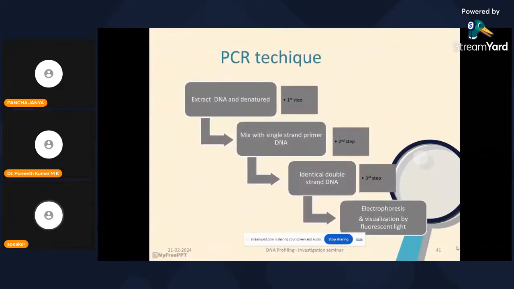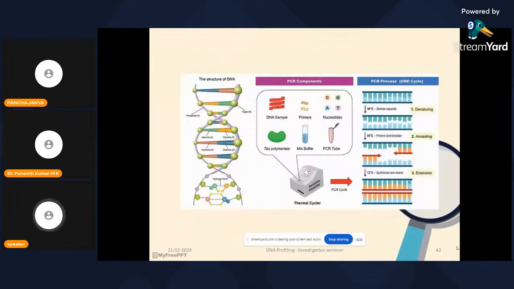Then PCR technique, polymerase chain reaction, that procedure everyone has known. That is like a double strand DNA is made into single strand DNA. In that single strand DNA, an artificially synthesized primer DNA, a known DNA, is added, and again two double strand DNA fragments are formed.